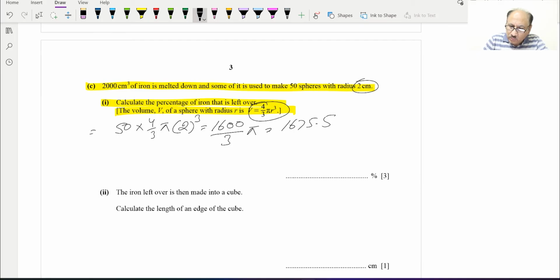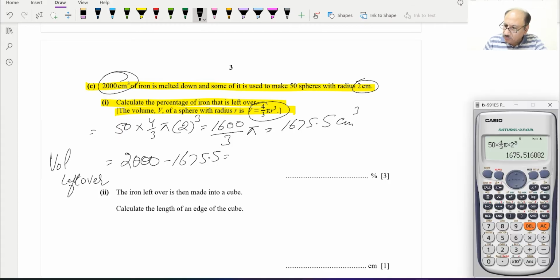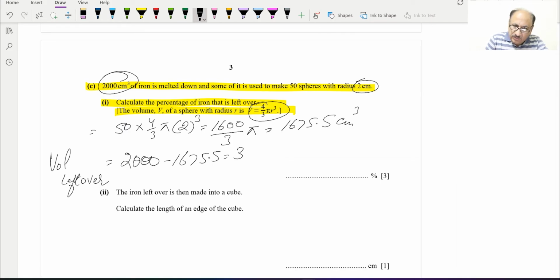Now this is the volume used, in centimeters cubed, so we can check the leftover volume. We can write volume left over, and this will be equal to 2000, which is the total volume, 2000 centimeters cubed, minus 1675.5. So 2000 minus the answer is equal to 324.48.